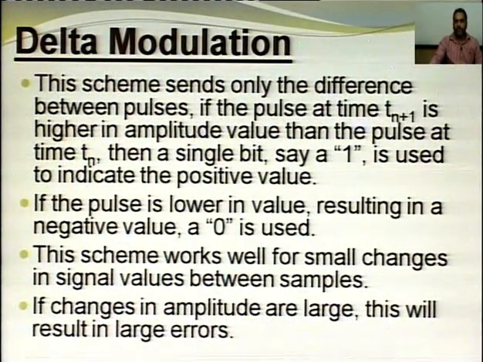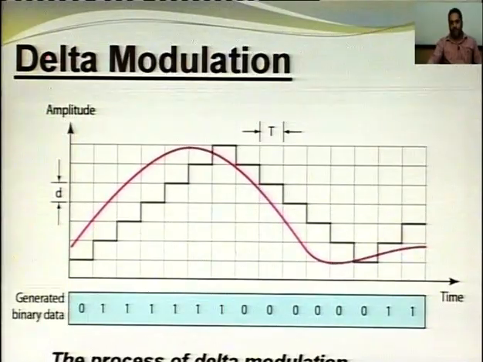If the pulse at time t n plus 1 is higher in amplitude than the previous pulse at t n, then a single bit, say 1, is transmitted, indicating that the signal is higher. If the pulse is lower than the previous pulse, then 0 is transmitted. This scheme works well for small changes in signal value between samples. Where there are very few changes between samples, this scheme works very well. If the amplitude changes are large, then this scheme results in errors.